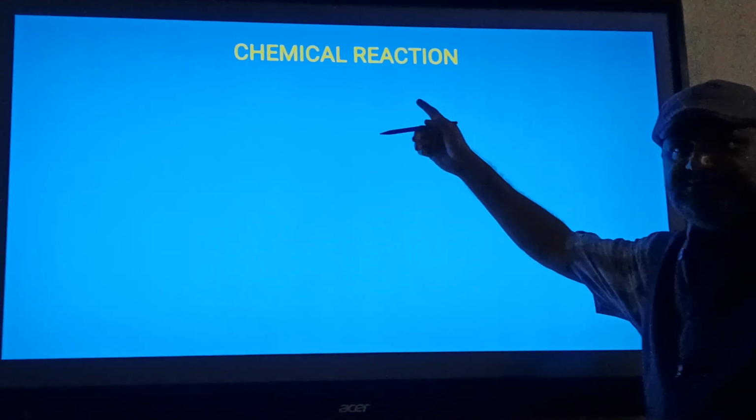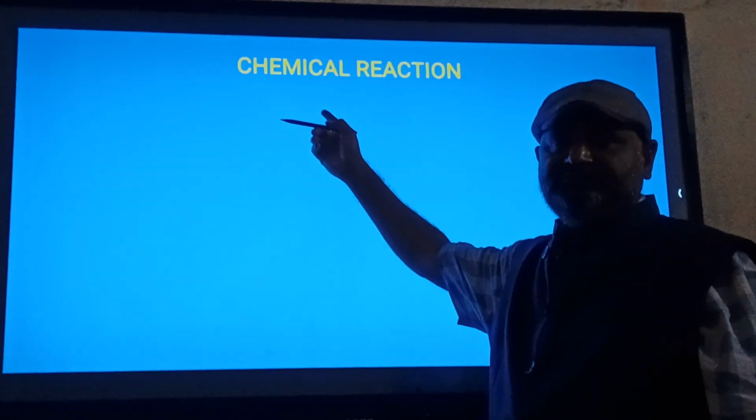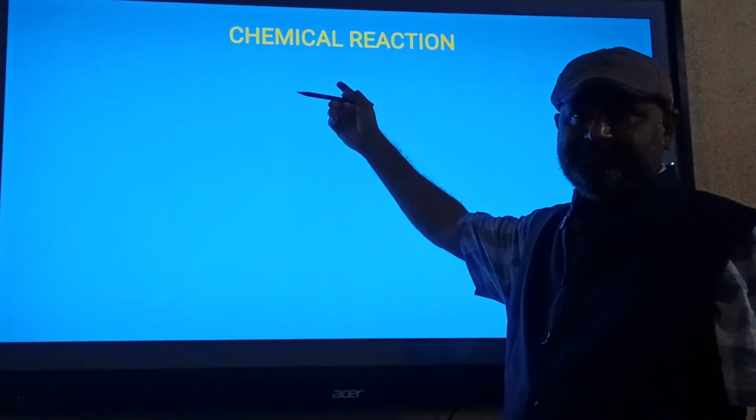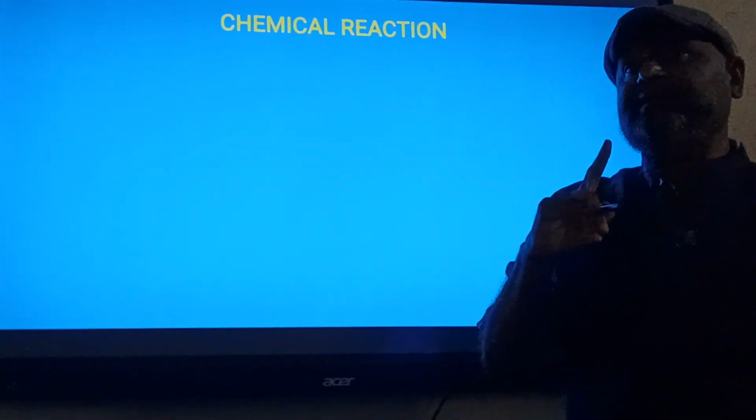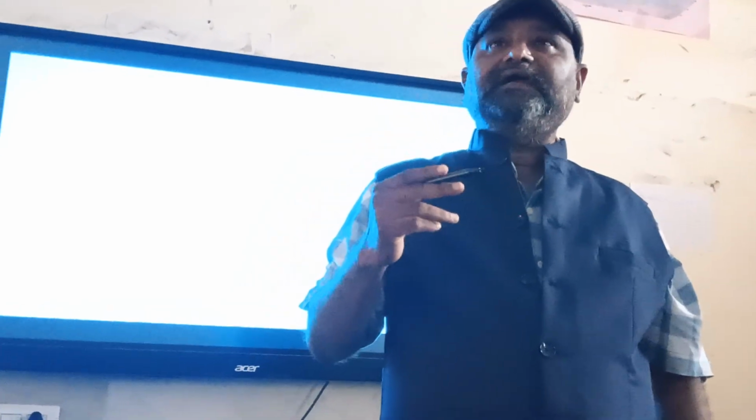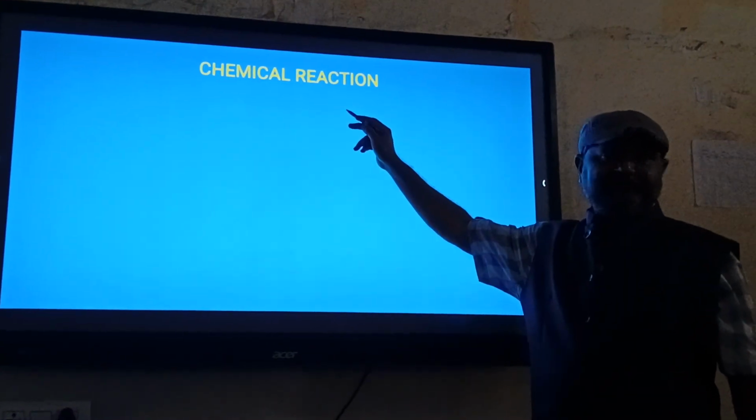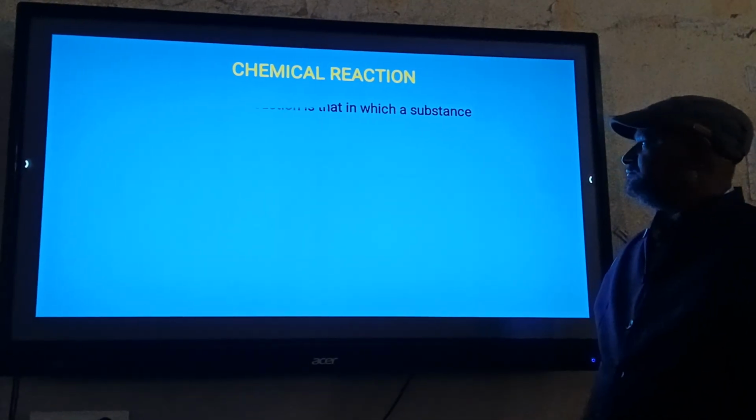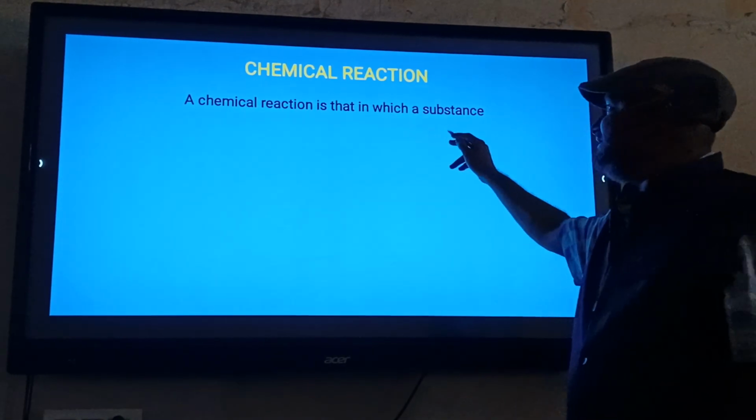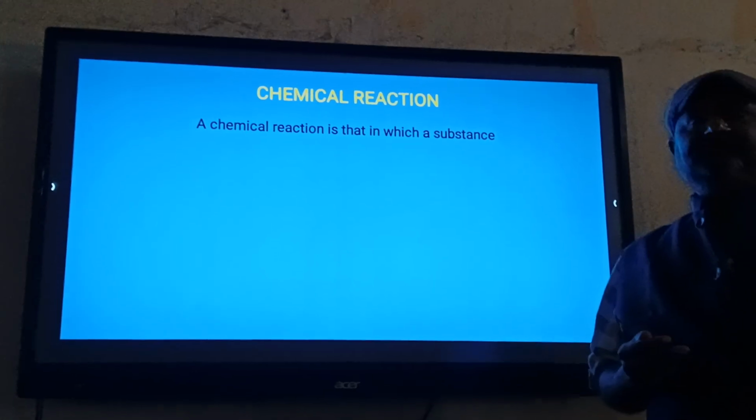This is called a chemical reaction. Turning into brown color of the banana peel, and tarnishing the color of the iron nail into brown, is nothing but a chemical reaction. Now let's try to define a chemical reaction.